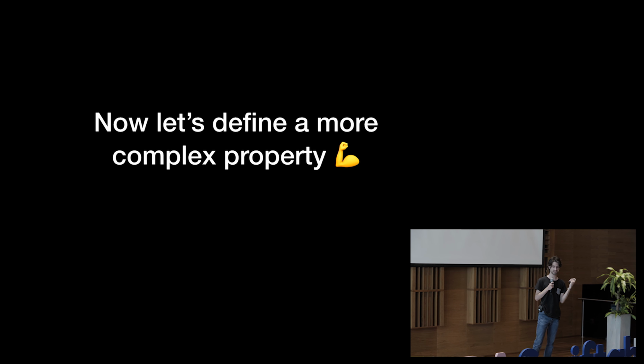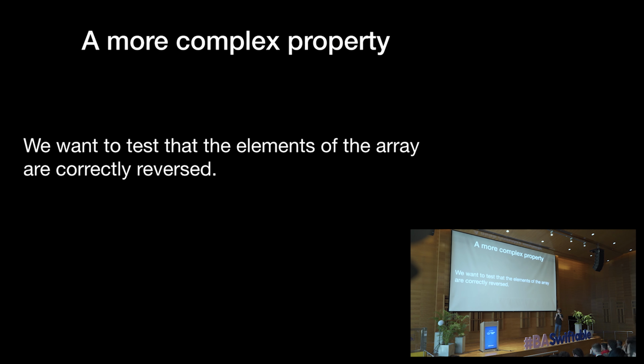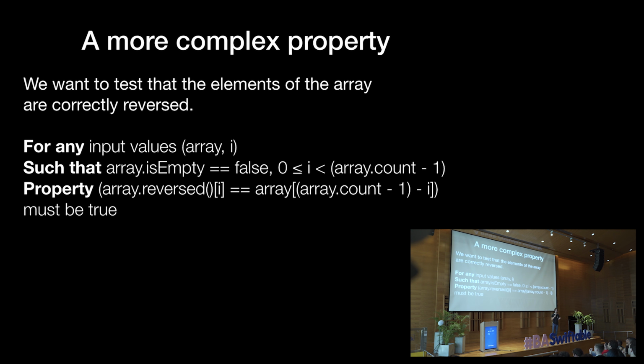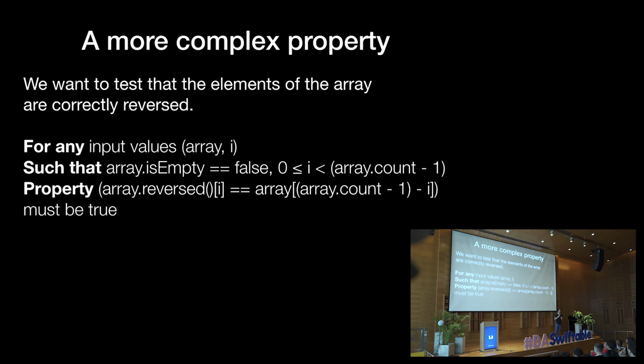That was a very simple example, but we can of course do it with more complex properties. For instance, if we want to test this time that the elements of the array are correctly being reversed, we can write a property like this. We say, okay, for any input values, an array and an integer, such that the array is not empty and the integer is an index in the range of the array, we want to check that if we reverse the array and look at the index, then if we look at the symmetric position in the initial array, we should find the same element, meaning that the array has been correctly reversed.